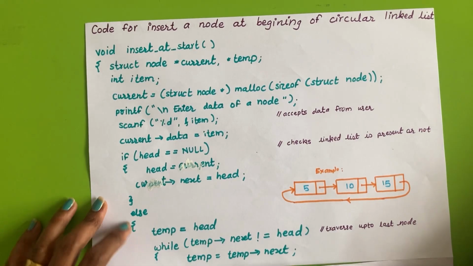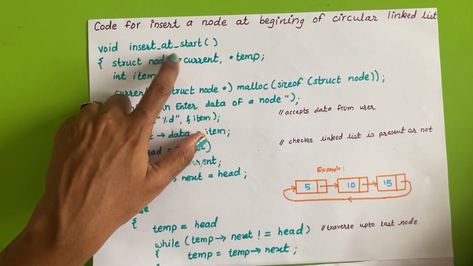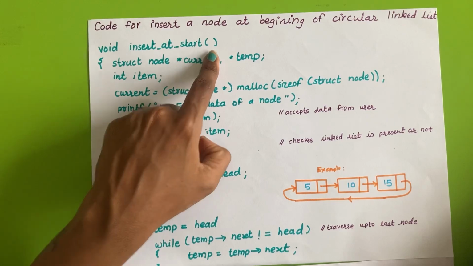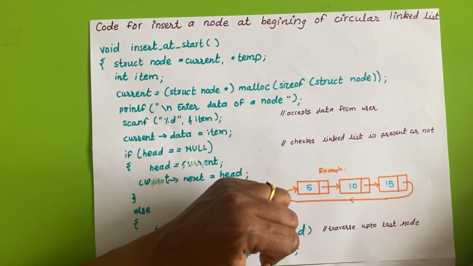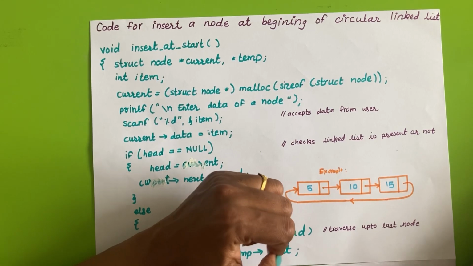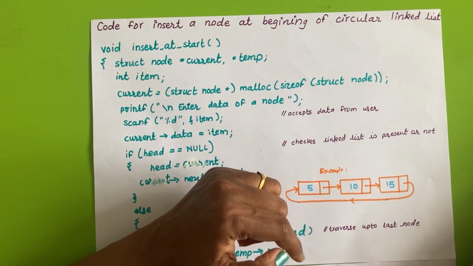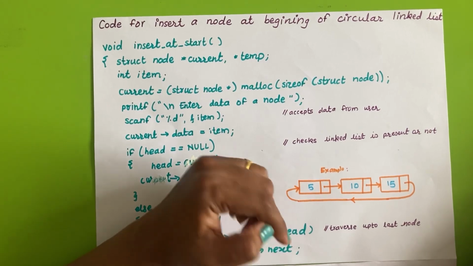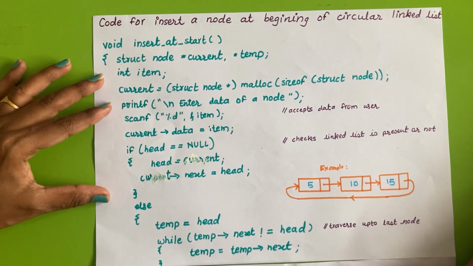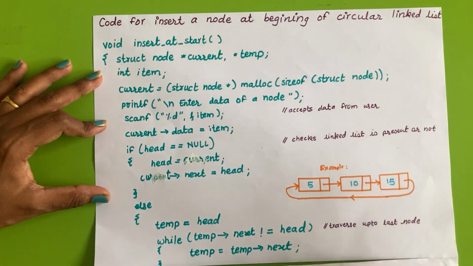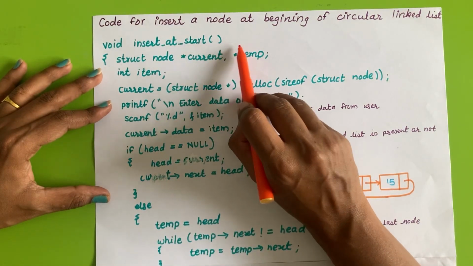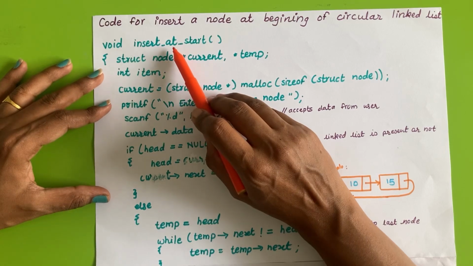So first we have taken here the function insert at start. In the last videos that we considered for doubly linked list, we passed one parameter, that is int data, and that took the value from the main function. But here we are taking the value of the data variable from the user itself. So here I haven't passed any parameter for the function insert at start.